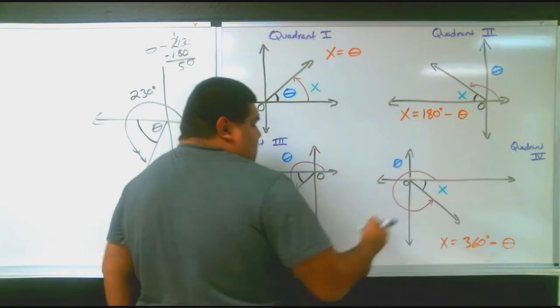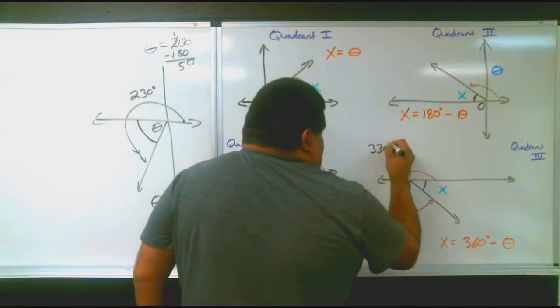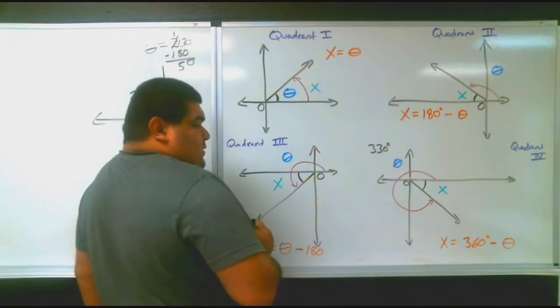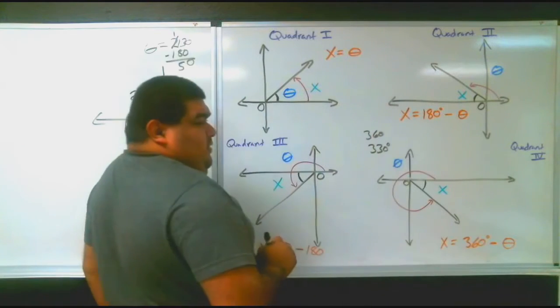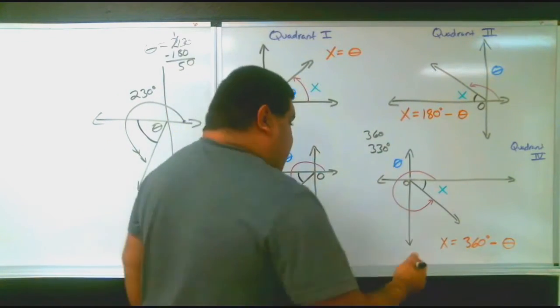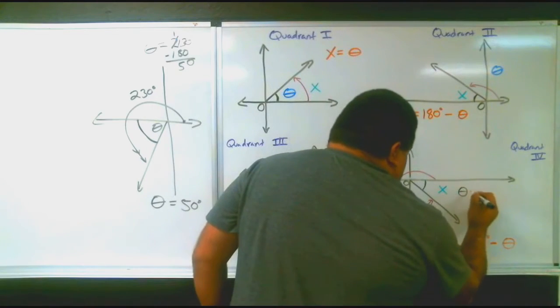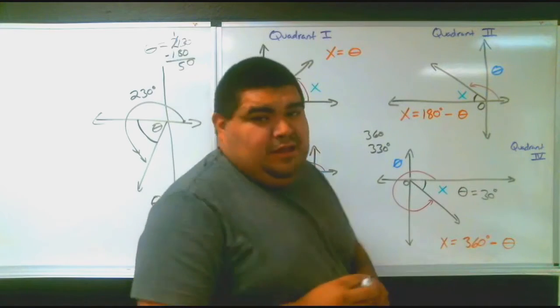And finally, if I were to say this whole arc is 330 degrees. So 360 minus 330. We'll have 30 left, right? So theta equals 30 degrees.